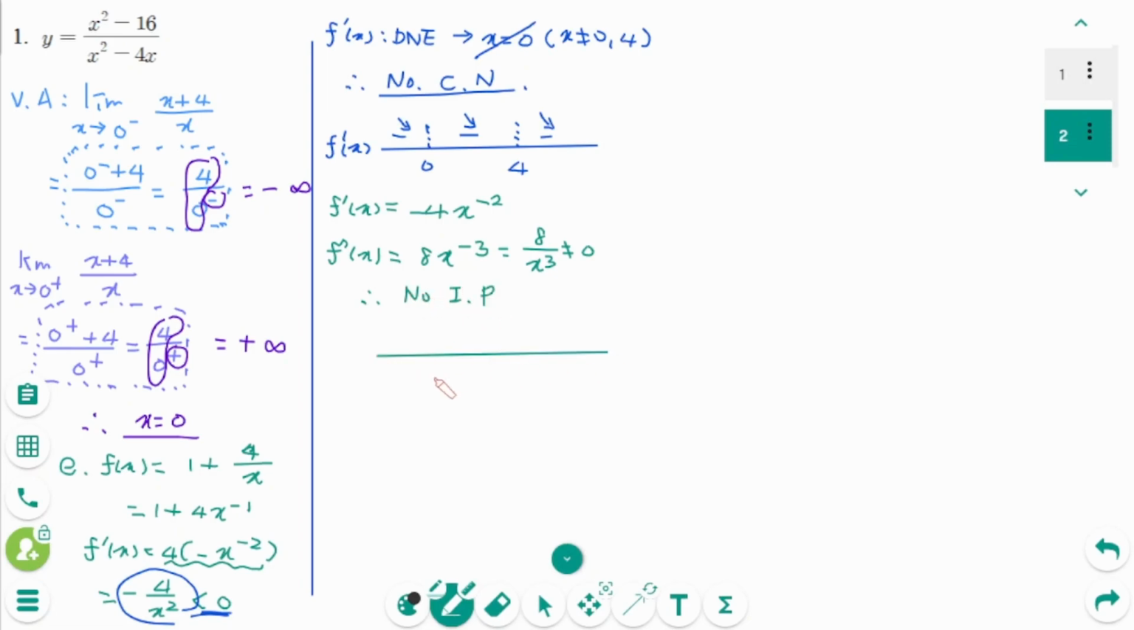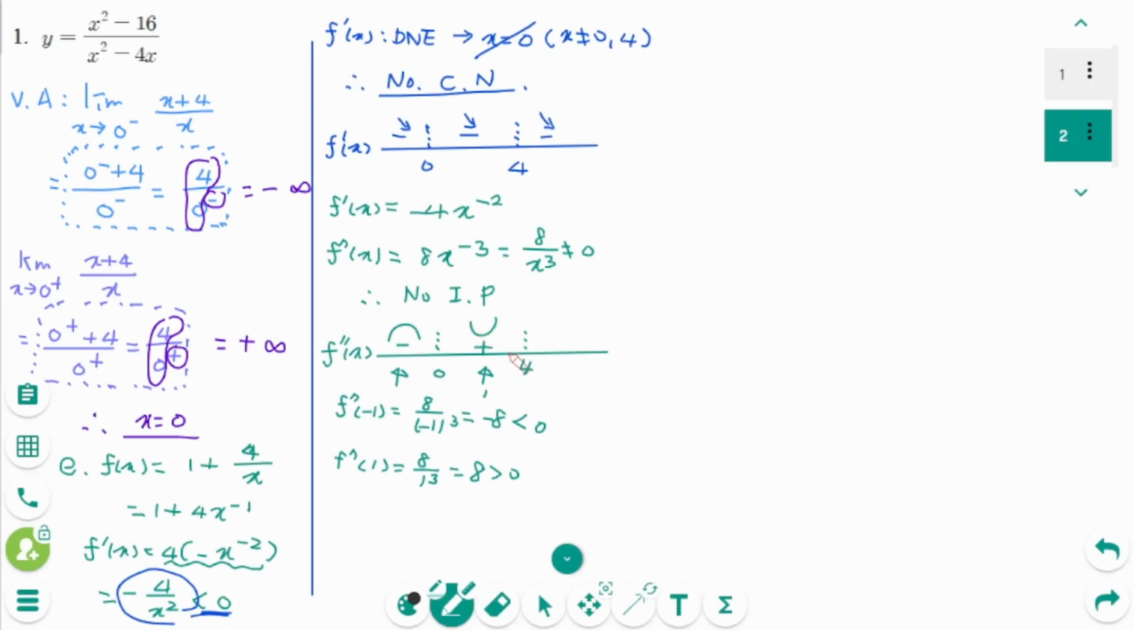The number line, f prime of x, the broken line 0 and 4, and f prime of minus 1, this part is 8 over minus 1 cubed equals minus 8. That means negative, concave down. When the testing number is 1, f second prime of 1 equals 8 over 1 cubed equals 8, which is positive.